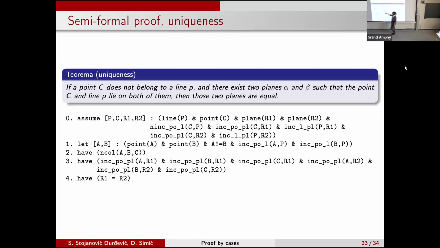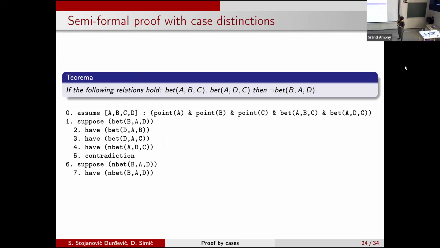So the next time we have this and this, and we check if we can prove that they're not collinear. Next one, we have this, and this, and we try to check if we can prove this. So at the end, we have 1, 2, 3, 4, and we try to prove that they are the same. So we kind of do something between interactive and automated theorem proving. We formulate those small lemmas and build our proof.